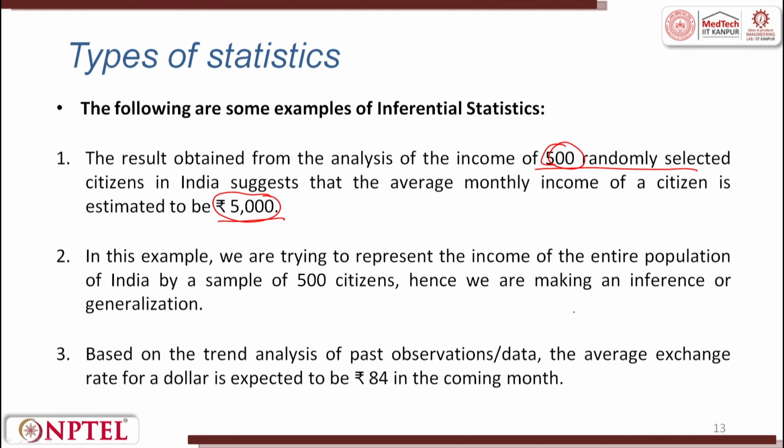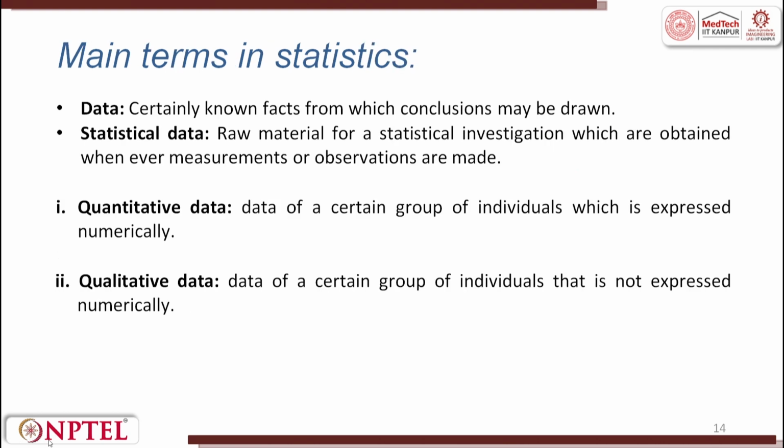Based upon the trend analysis of the past observations or data, the average exchange rate of dollar is expected to be rupees 84 in the coming month. So, these are all inferential statistics statements. Some terms in statistics: data, certainly known facts from which conclusions may be drawn; statistical data, that acts as a raw material for statistical investigation, which are obtained whenever measurements or observations are made.